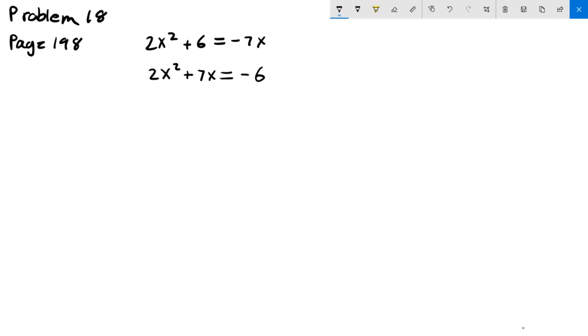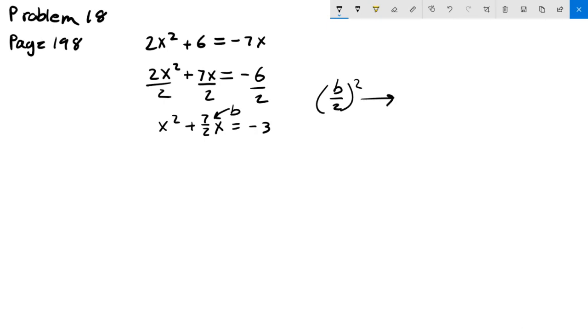So now, as you can see, we can't really factor this, so first we're going to have to simplify it, and then we're going to have to complete the square. So simplifying this first, now I've got x squared plus 7 over 2 x equals negative 3. Okay, to complete the square, we take this term, which is our b, and we take b divided by 2, squared, and we add that to both sides.